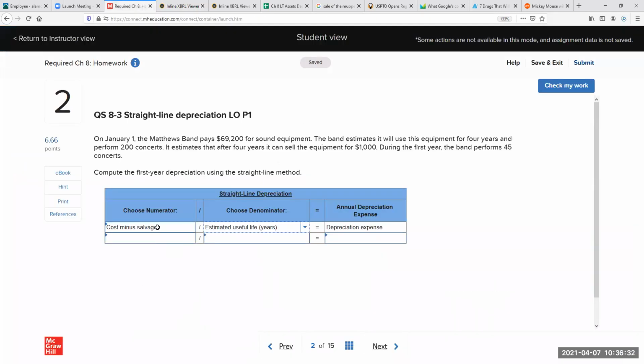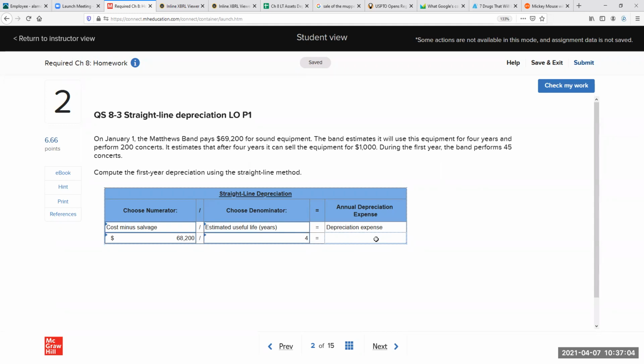All right. So now cost minus salvage divided by estimated useful life will give you the depreciation expense. They pay 69,000 and they're going to use it for 200 concerts. After 4 years, you can sell the equipment. So the salvage is 1,000. Cost minus the salvage looks like it's going to be 68,000 and perform 200 concerts. So let's use, what did I give us here? Are they allowed to use 4?